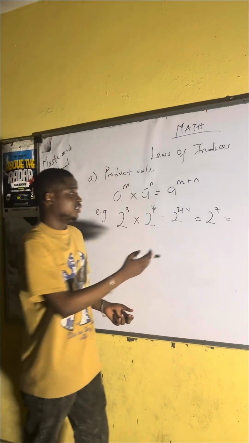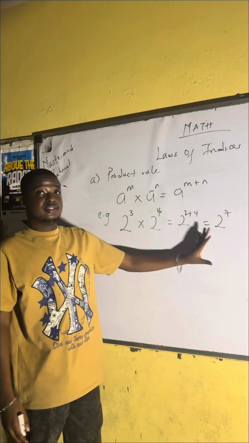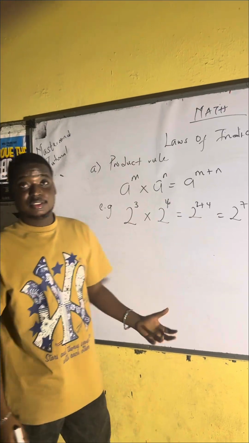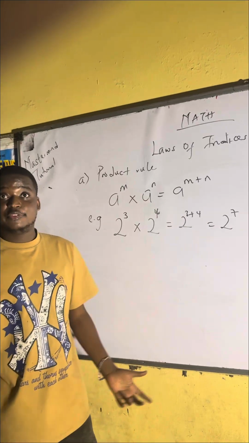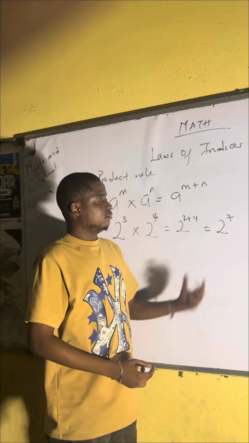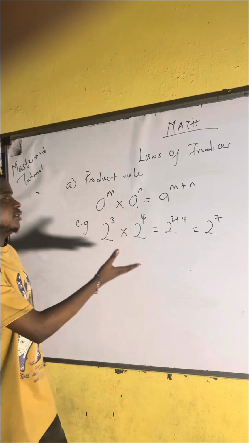Let's talk about the expression for now, just to show you how you can evaluate it. That means 2 appears 7 times. If you want to break it down, you're going to write 2 times 2, 7 times. So that's about the product rule.